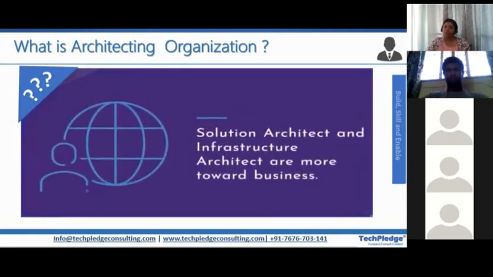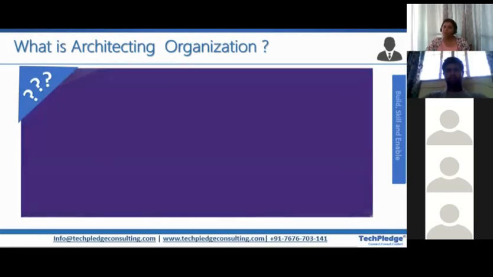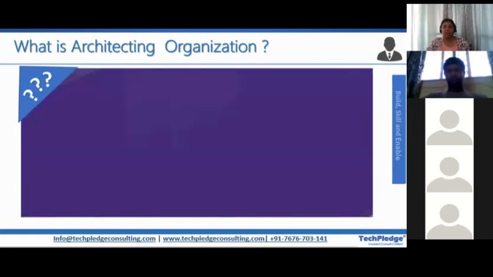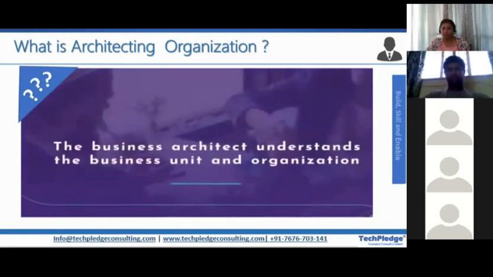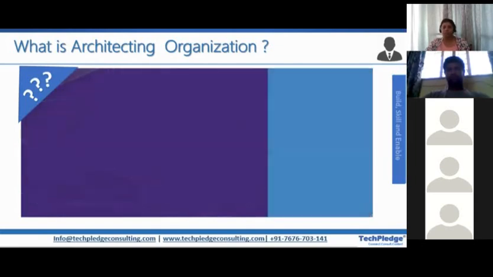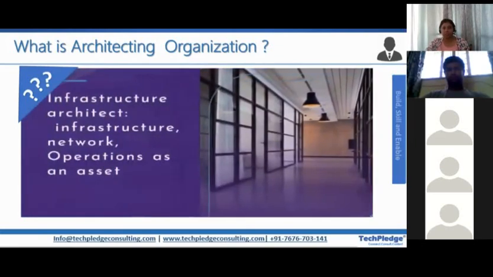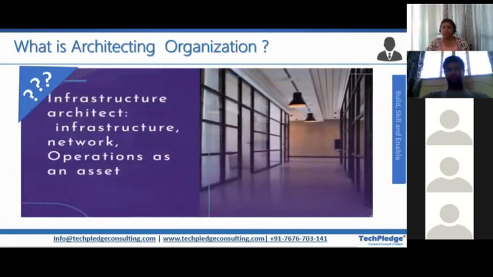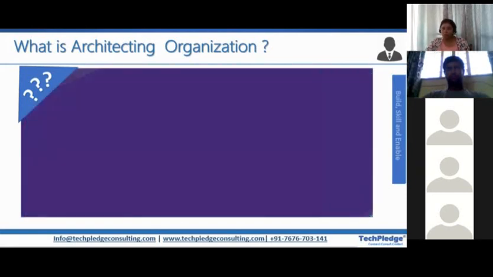They are masters in building the product only. But then the solution architect comes into the picture, and they bridge the gap between the solution architect and the software architect and the infrastructure architect, and they bridge the gap with the business architect as well. The business architect understands the business unit of the organization, and the infrastructure architect understands the technology, like what technology the company has, how they can utilize it in the best way, how they can optimize it.